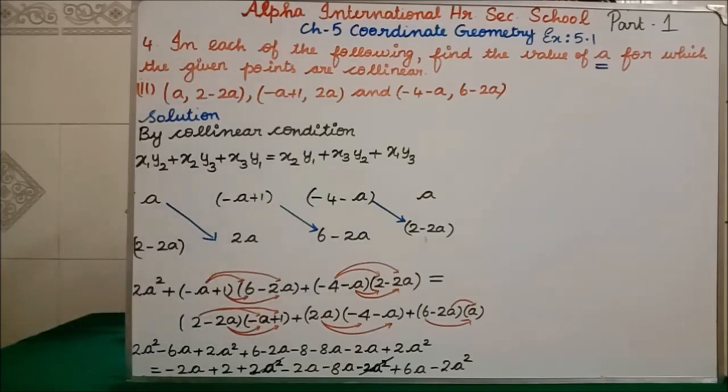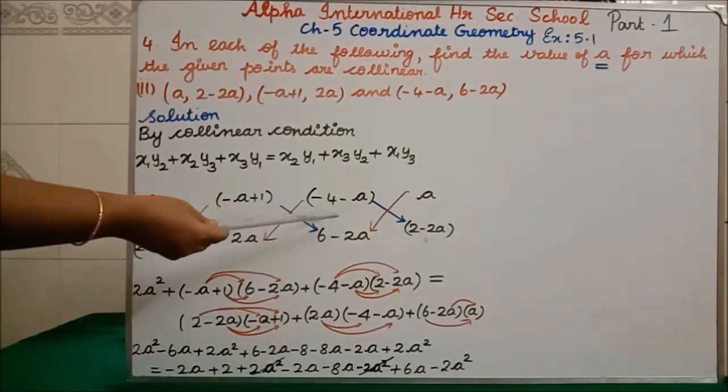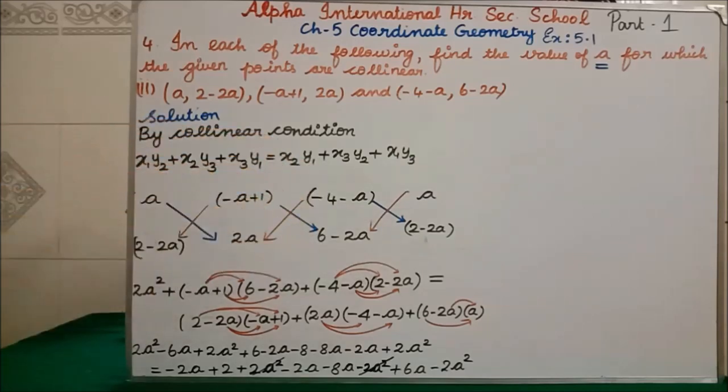Till now you write in the bracket. The next step I will tell you how to solve. Now we are going to do in the opposite direction, isn't it? Opposite direction means now what? Minus a plus 1 into 2 minus 2a. See, I have drawn the opposite direction now. Minus a, 2 minus 2a into a, minus a plus 1 I have written. In between plus 2a into minus 4 minus a plus 6 minus 2a into a, 6 minus 2a into a.